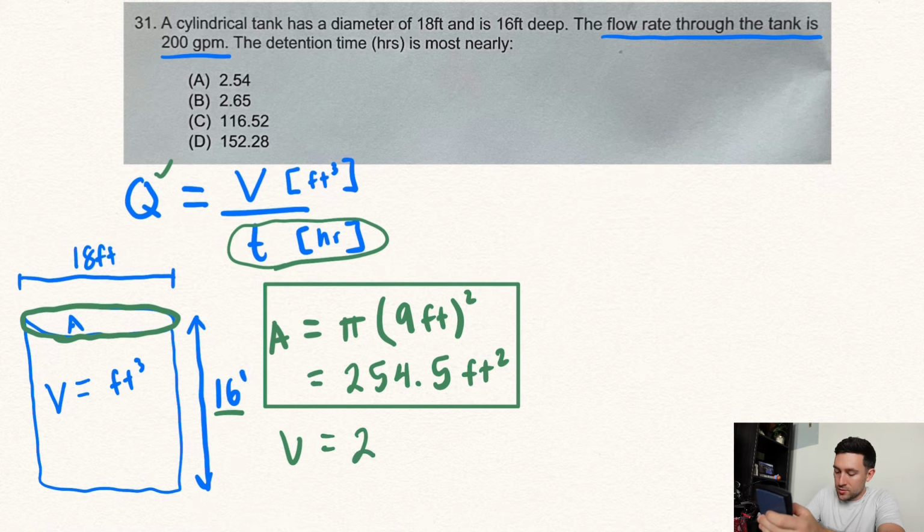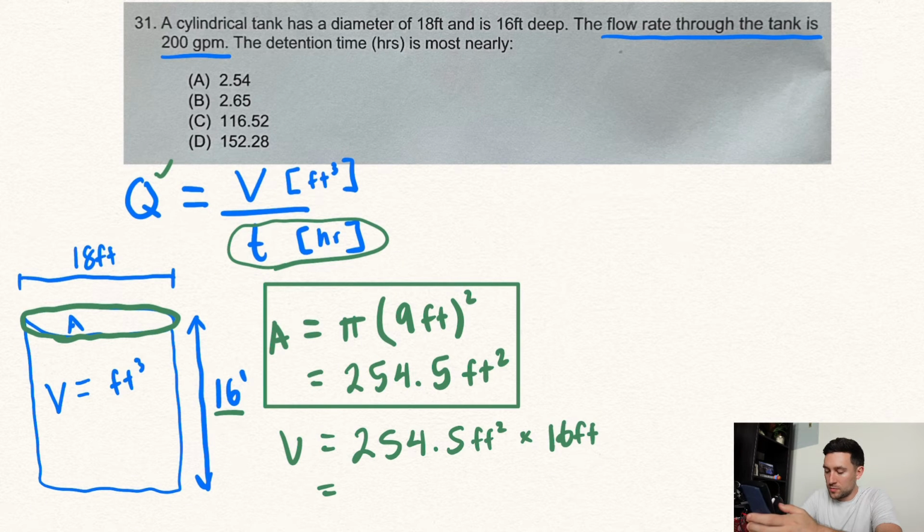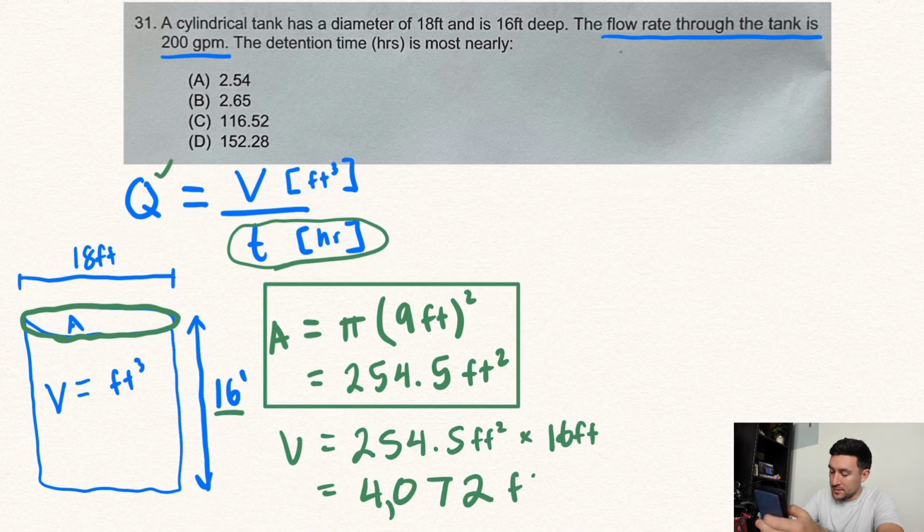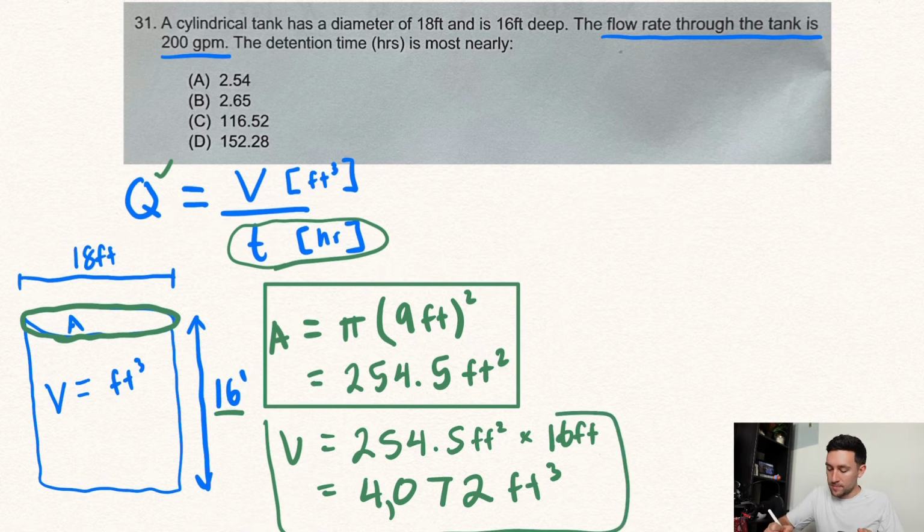Now in order to get the volume that we need, we're just going to multiply it by the length. So we're going to multiply that 254.5 times 16 feet, and now we've got our cube. So let's multiply this out. 254.5 times 16. Okay, 4,072. I haven't had enough coffee today, guys. Pardon me. So now we have our volume.